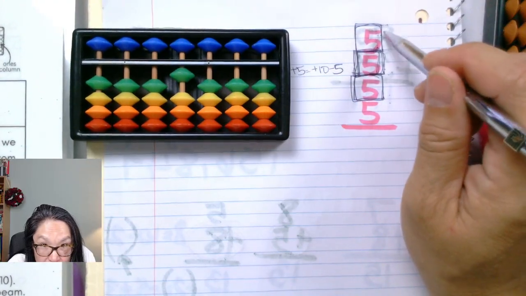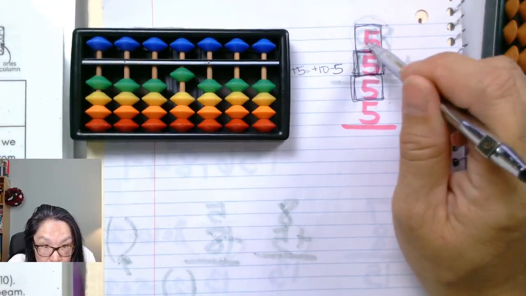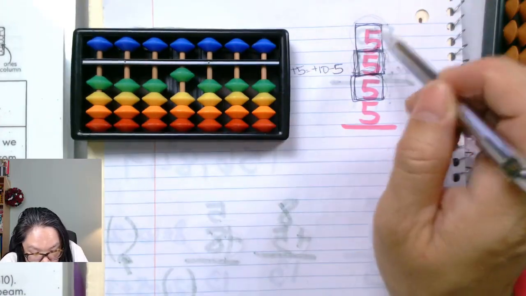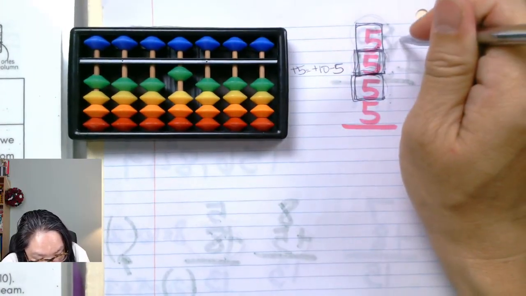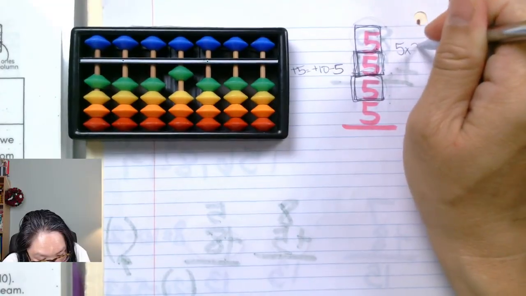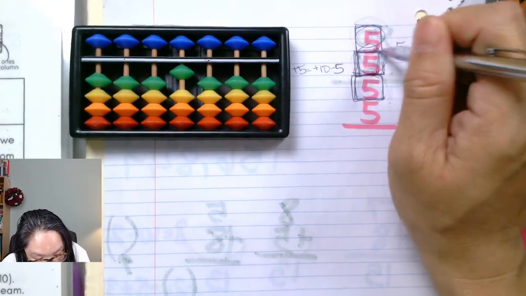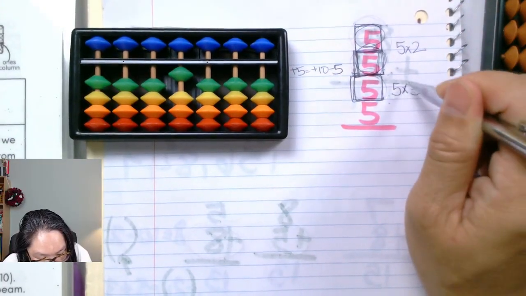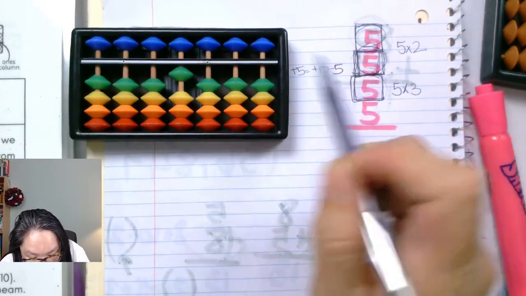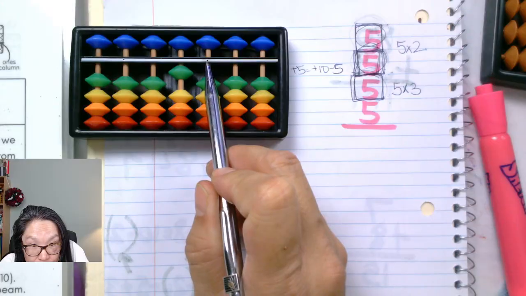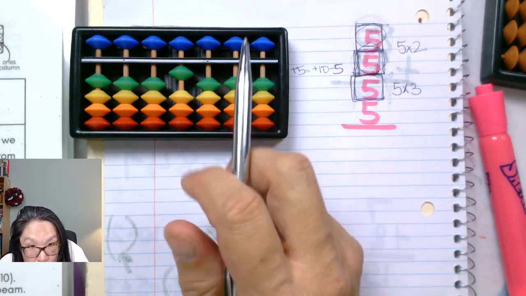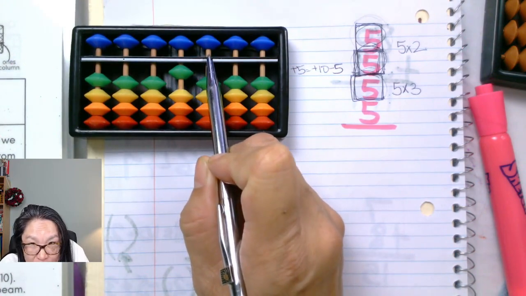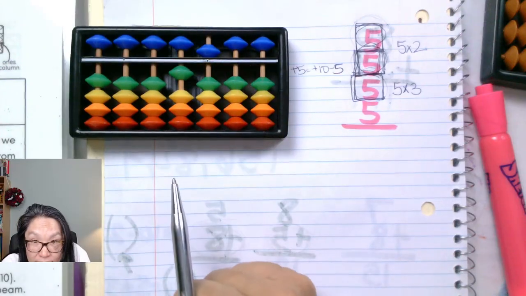So this one is 3 because I'm doing 1, 2, 3. So the answer for this one is 2. So we have 5 times 2 because we have 1, we have 2. Then we do 5 times 3. Then we have 15. All we got to do is add the 5. Copper, we just need to add the 5. Can we add the 5? Does that make sense?